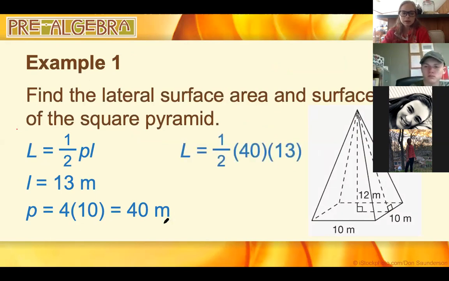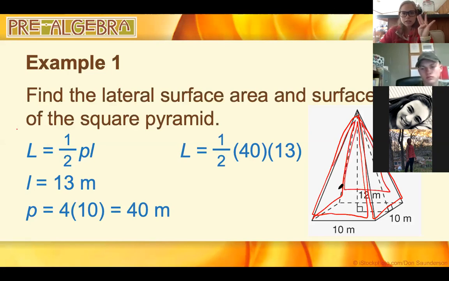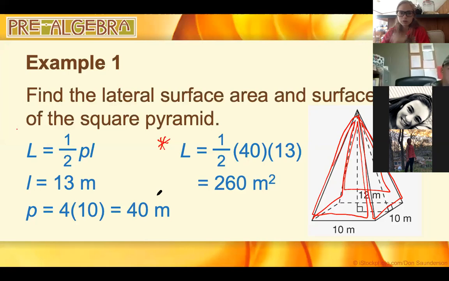Now I can plug that into my formula. So what are we doing? We're finding the area of this triangle, and those 2 triangles in the back. So that triangle back there and that back triangle there too. So there's 4 triangles. We're finding the area of all 4 of those triangles by finding the lateral surface area, 1/2 of the perimeter times the slant height. So what is my lateral surface area? 260 square meters.